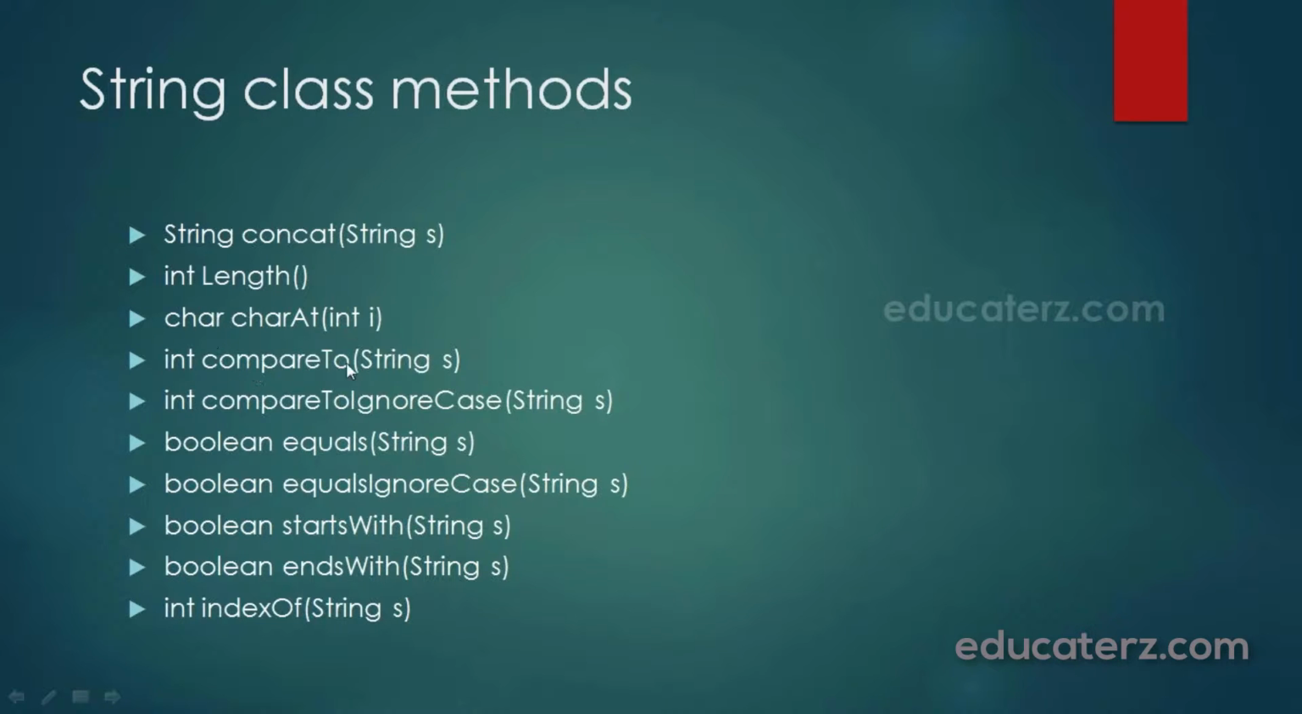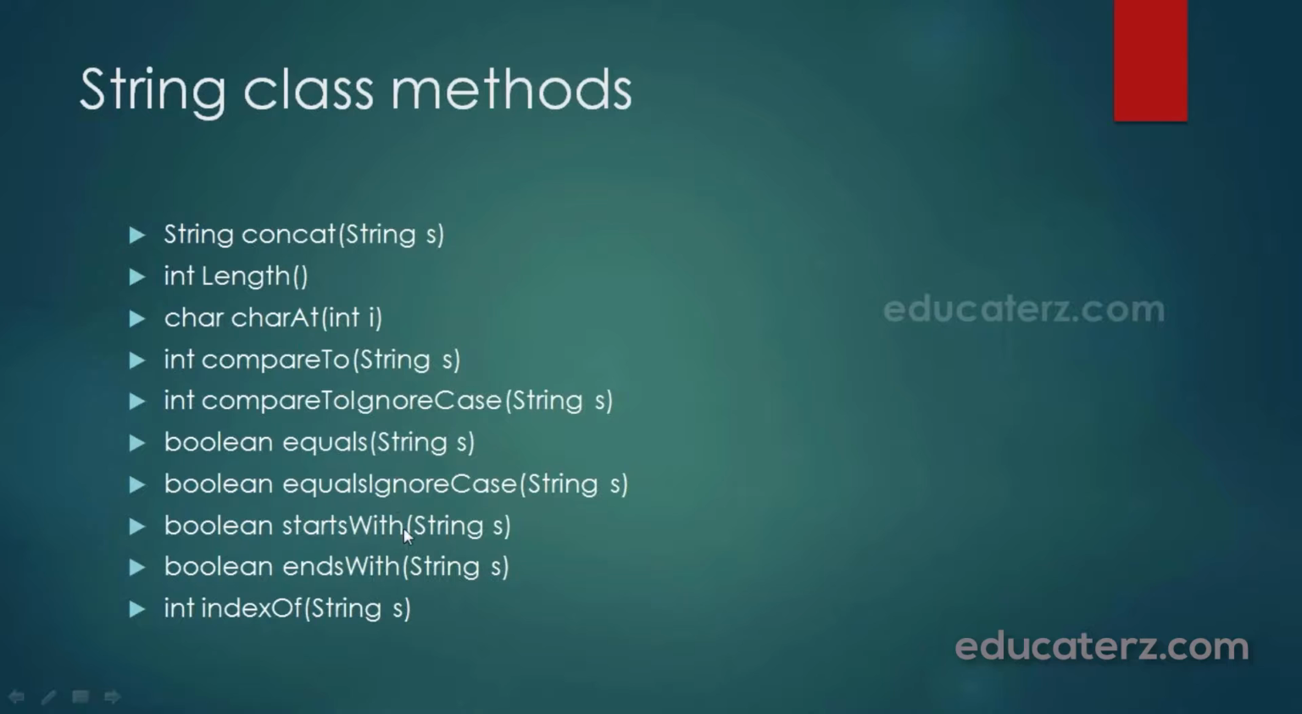Returning an integer means that if two strings are equal, it returns 0. If string 1 is less than string 2, it returns a negative value. If string 1 is greater than string 2, it returns a positive value. That is the reason it returns an integer data type. Similarly, compareToIgnoreCase will ignore the case of the strings. And equals is a method which compares whether two strings are equal or not. If both strings are equal, it returns true, else false. And equalsIgnoreCase will omit the case of the characters in a string.